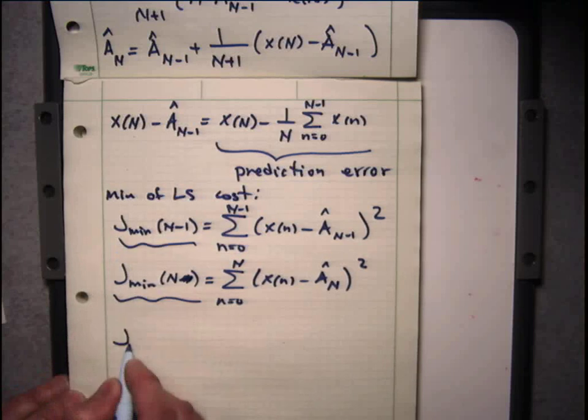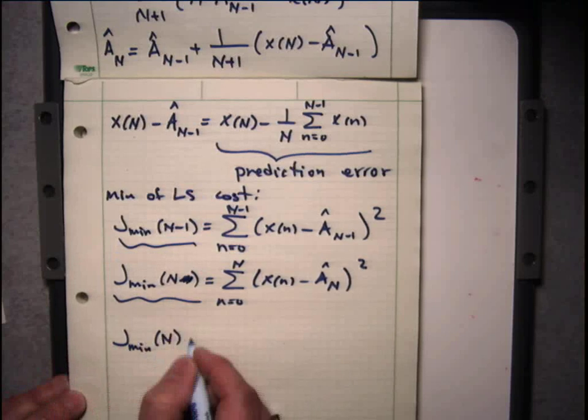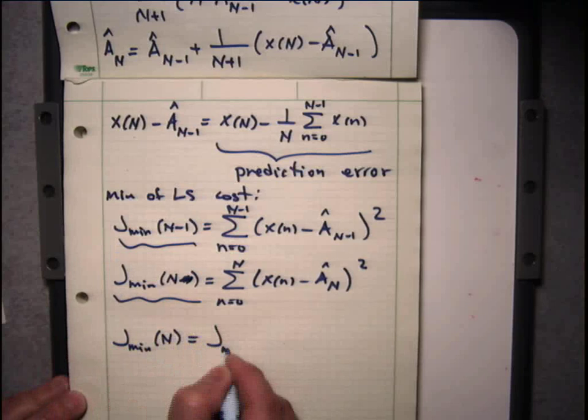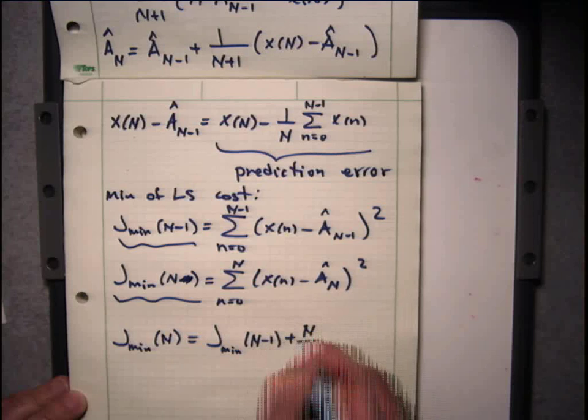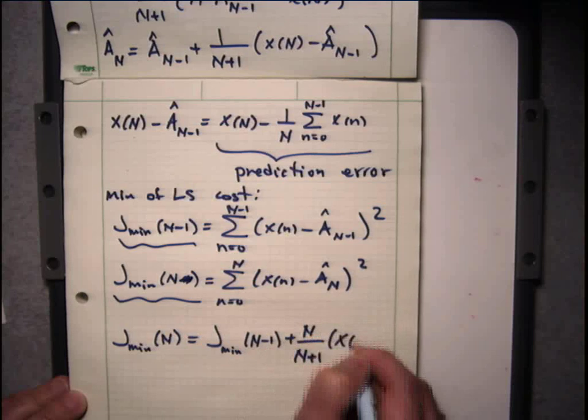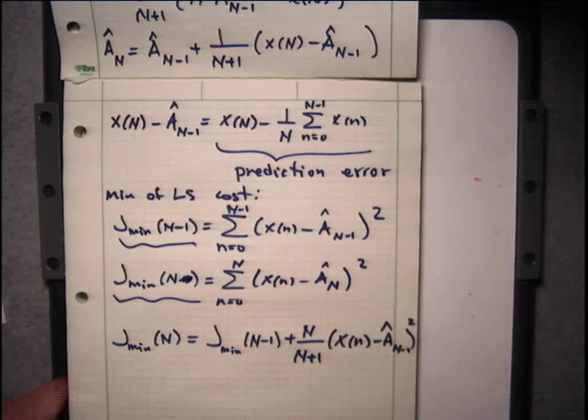So the minimum of the least squares cost after n data points is the minimum of the least squares cost after n minus 1 data points plus an extra term, which is n over n plus 1 times x[n] minus A hat n minus 1, squared.